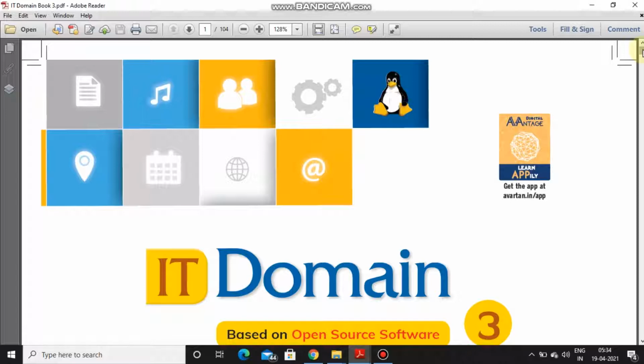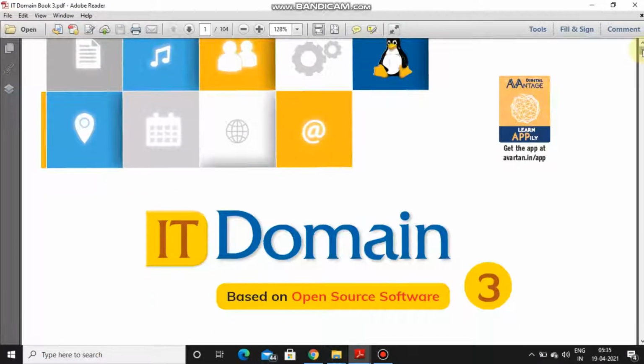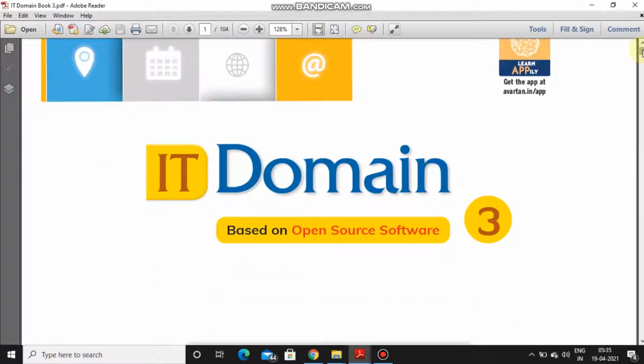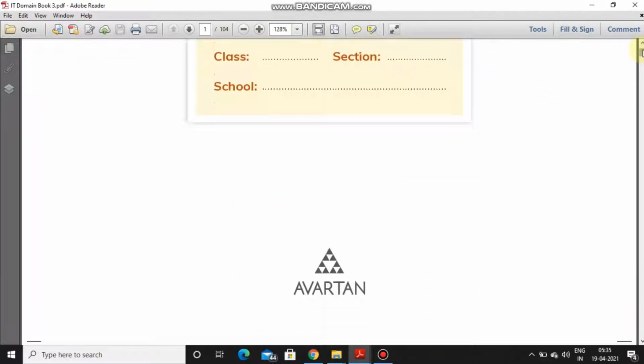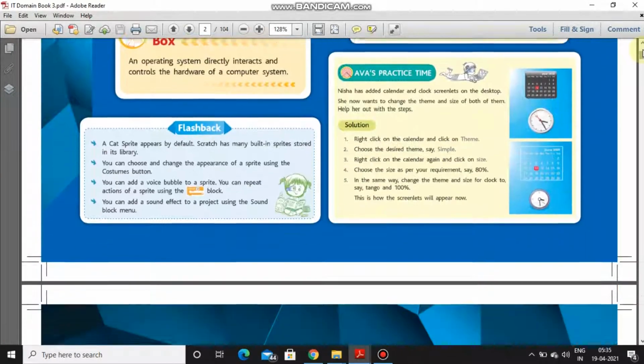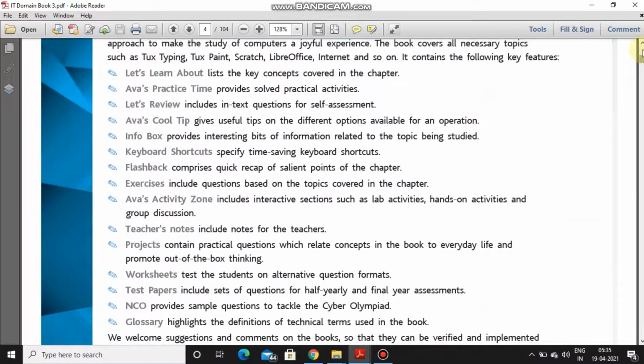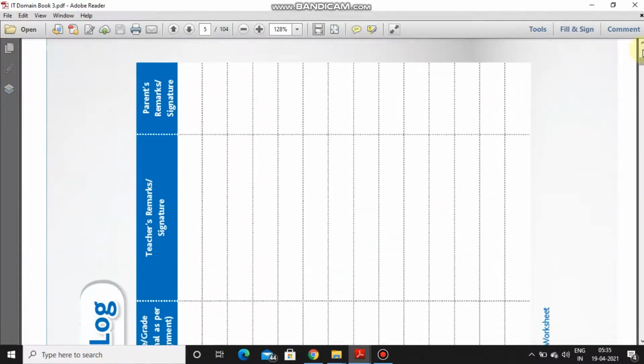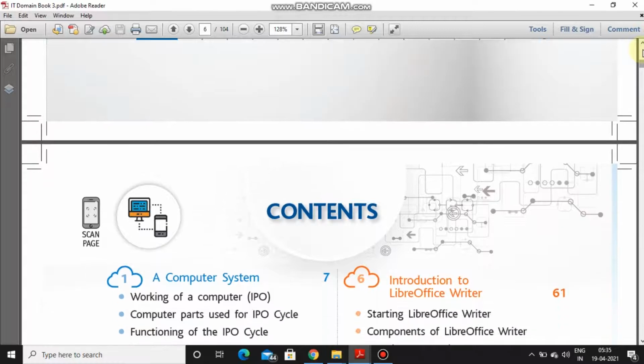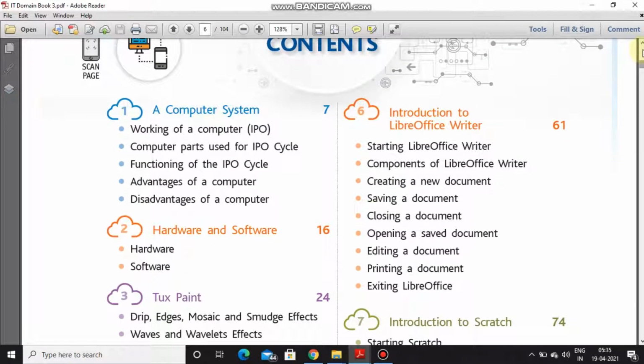In today's session, we would be revising the topics, the knowledge we had gained in our previous class, that is class 3. So, in today's session, we would be discussing the contents, the chapters which we had covered in class 3. As in my first video, I had briefed the topics which we had done in the previous class.